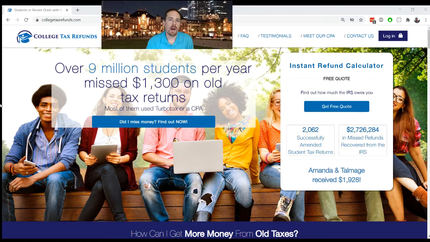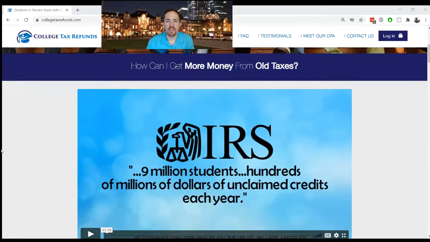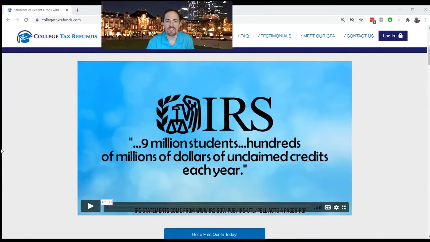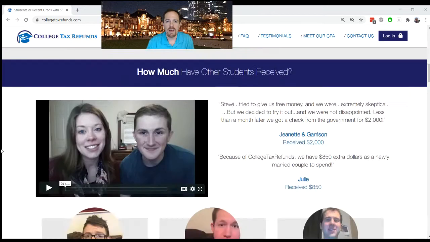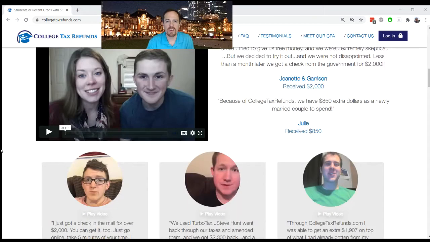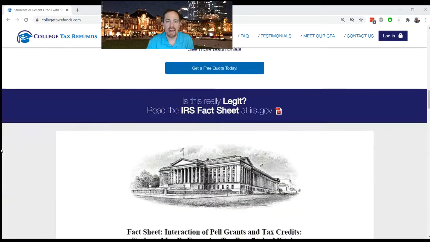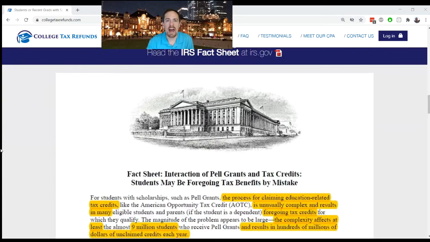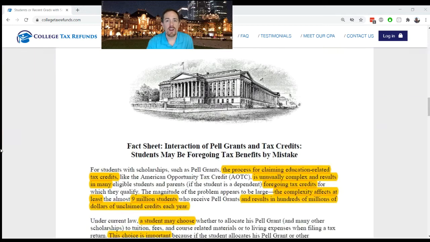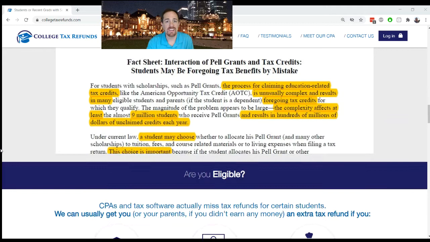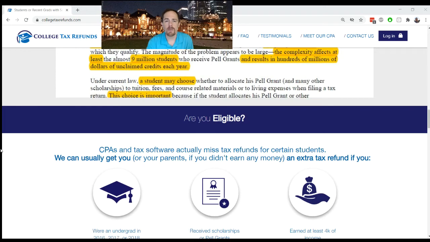If you take a look around the College Tax Refunds website, you'll see there's a video here that explains exactly how students are missing money on their old taxes. There are some testimonials from some of the thousands of students that we've helped to claim millions of dollars on their old tax returns. And there is a link to an IRS fact sheet found directly on the irs.gov website that explains why 9 million college students every single year are missing thousands of dollars on their old taxes, especially when they received scholarships and Pell Grants.